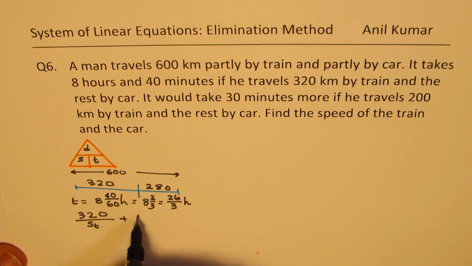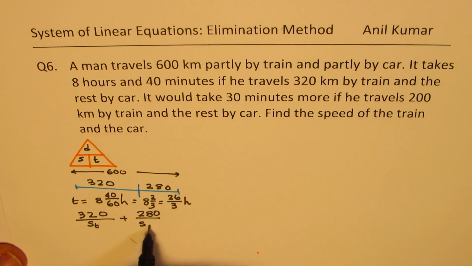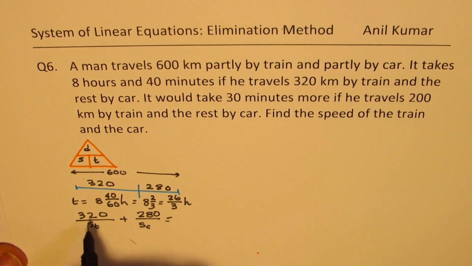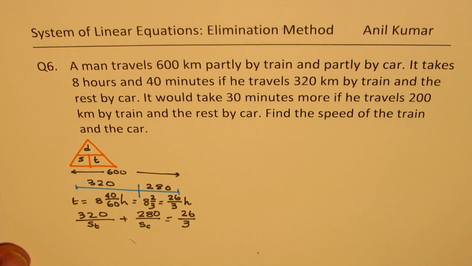Plus the distance of 280 by car, divided by the speed of car. This is the time for each. So the total time is 26 over 3. Is that clear? So that is how you can form your equation. Perfect. Now we know exactly how to make an equation from the given situation. So the second equation should be what?